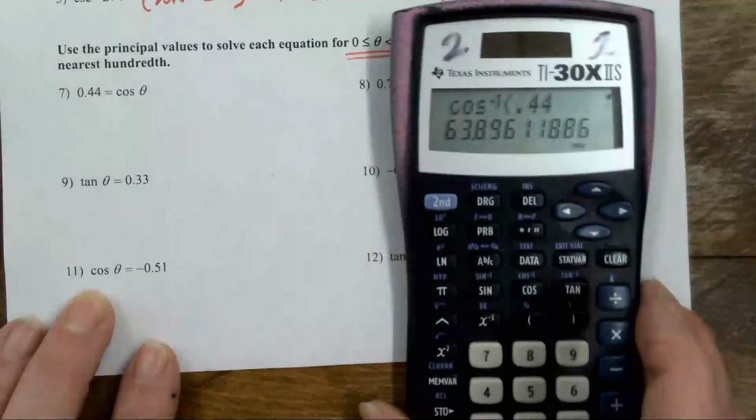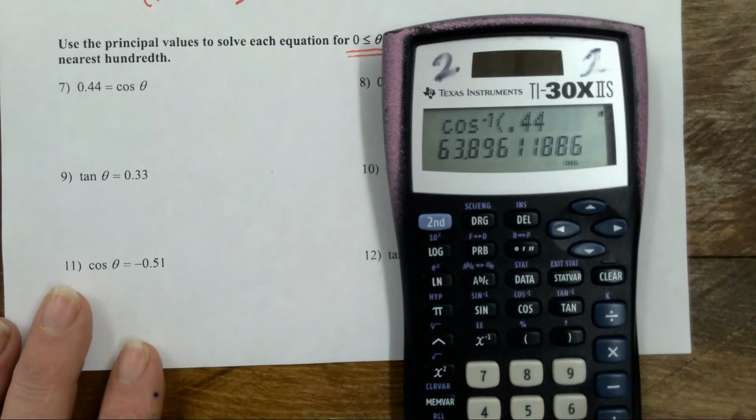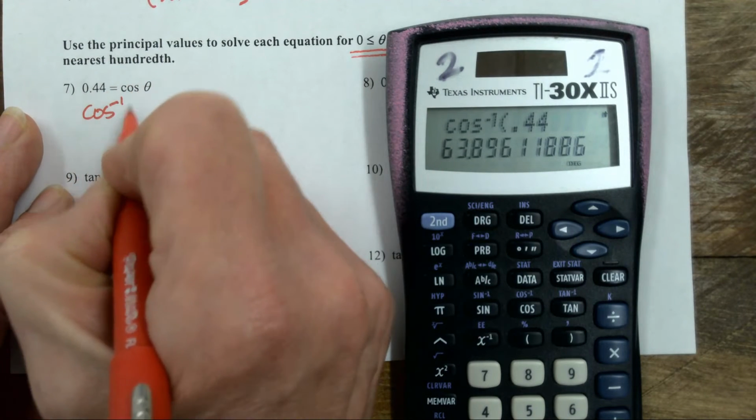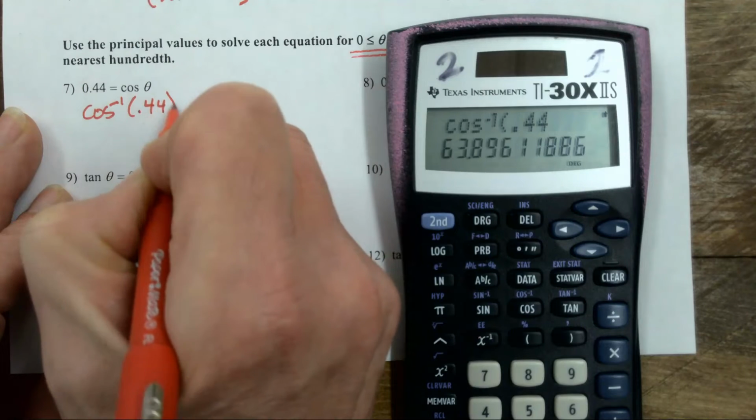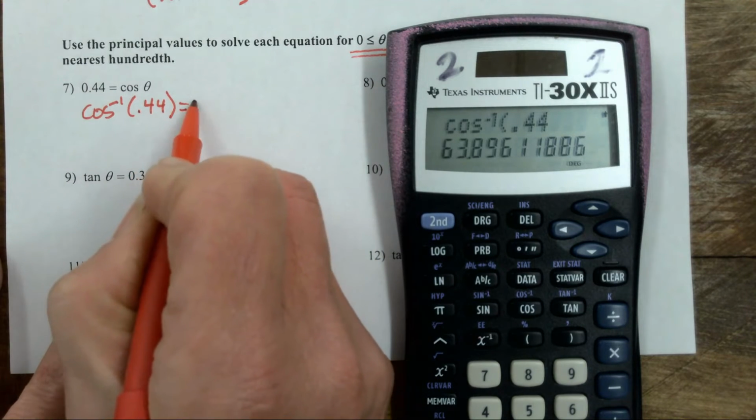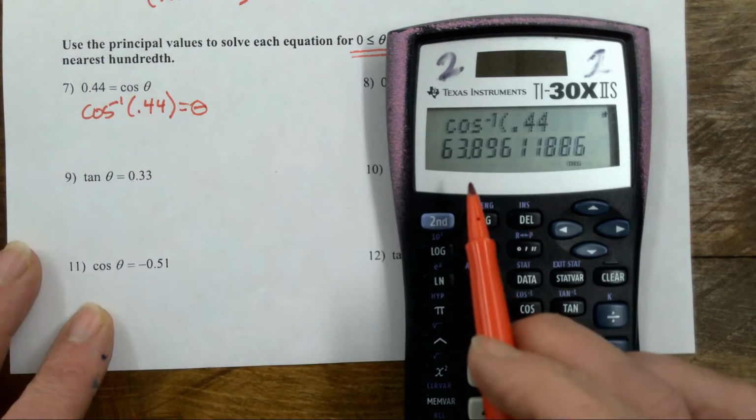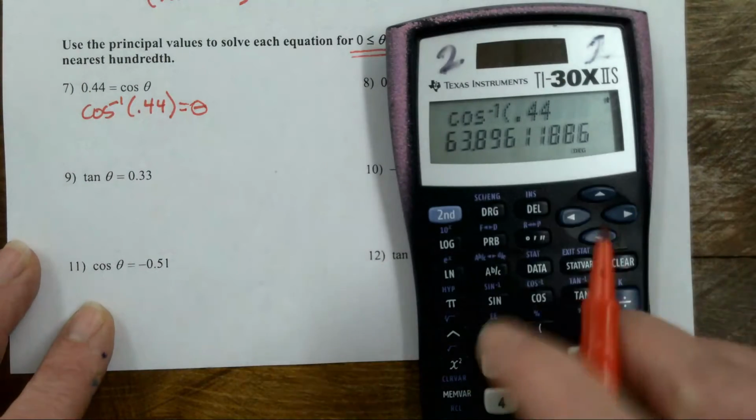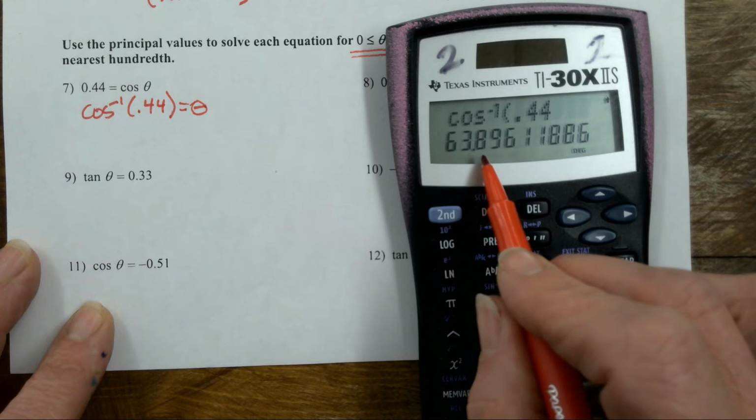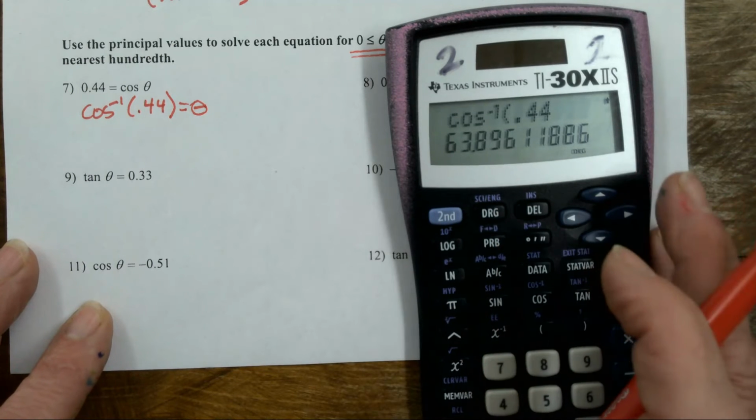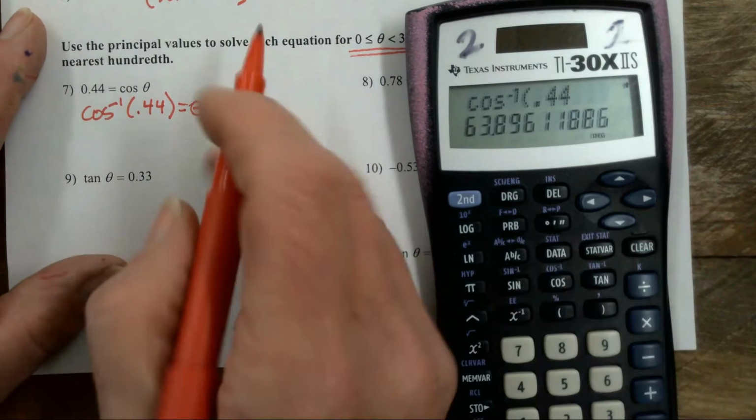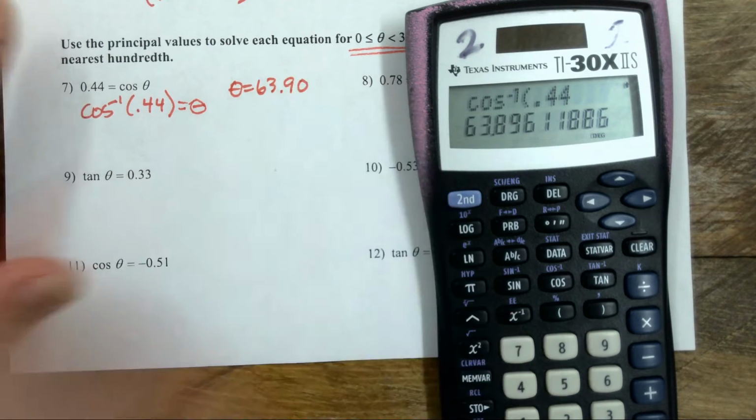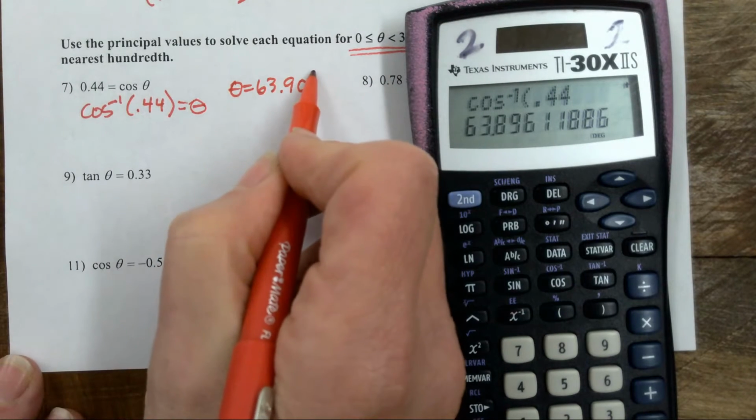Oops, because you can't see, because I don't have it showing you. Sorry. So I would do the cosine inverse of 0.44. That'll give me my theta. So I'm going to call that 63.9-ish. Does it say nearest hundredth? So that means I have to do 63 point... Oh, it comes out to be 90 anyways. Okay? So my theta is 63.90. All right, degrees, because we're in degrees.